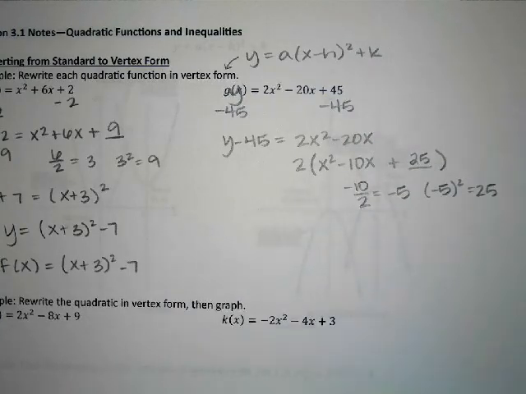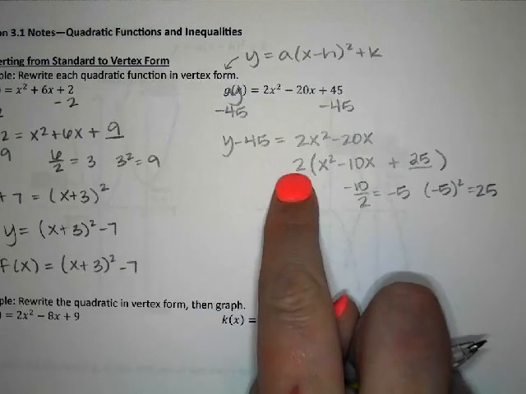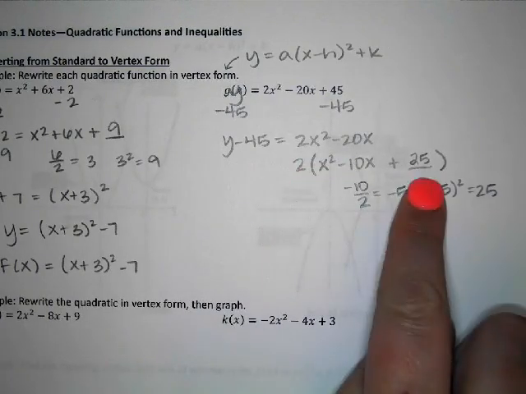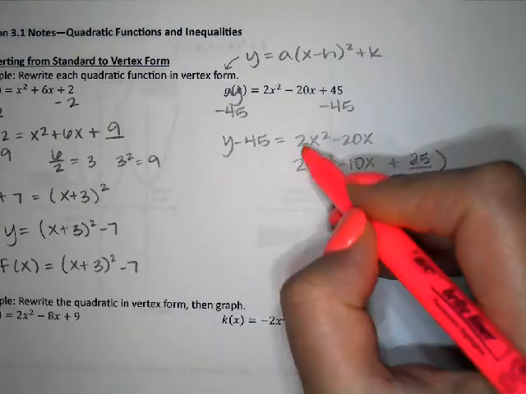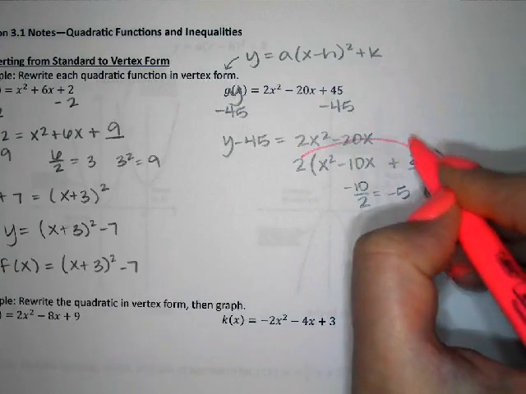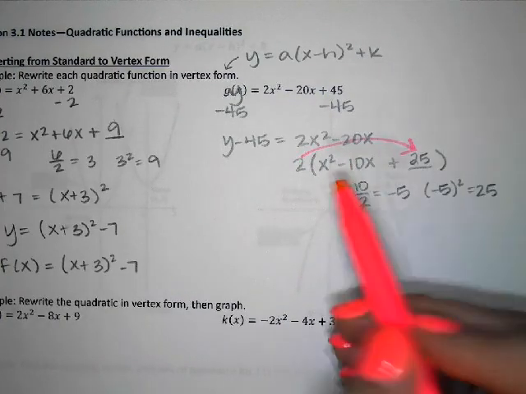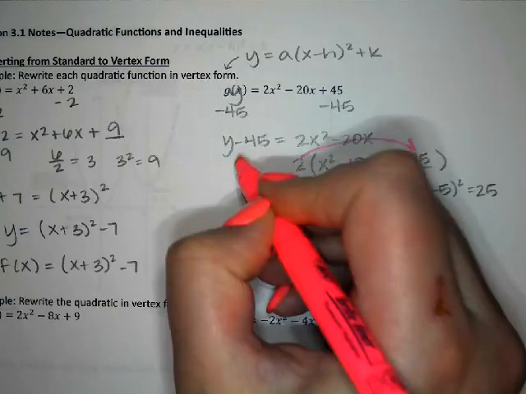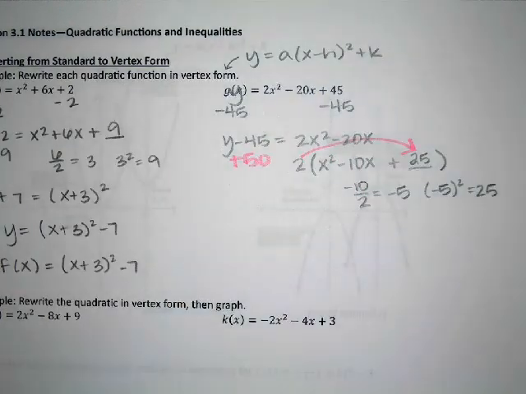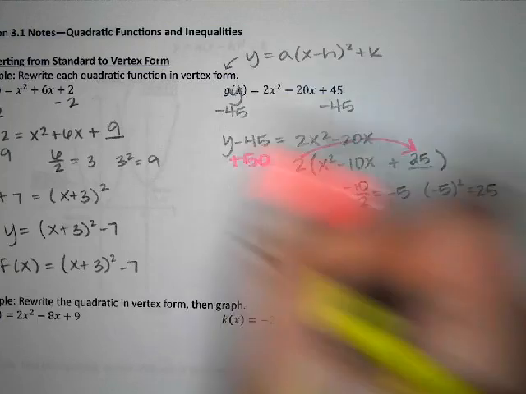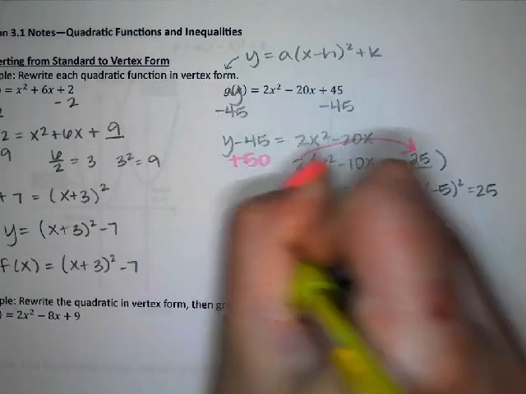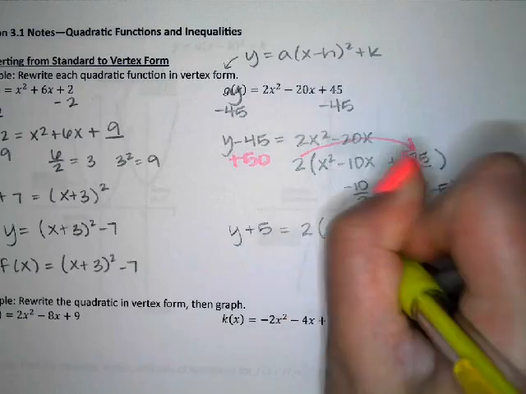But I did not actually add 25 because there's a 2 in front of my parentheses, and that 2 would be distributed. I would recommend doing this in a different color on your notes so that it draws your attention to it and you don't forget. I actually did 2 times 25, so I actually added 50 to the right side of the equation. For that reason, I'm going to add 50 to the left side of the equation. So I have negative 45 and 50, which is 5, and then 2 in my parentheses squared.